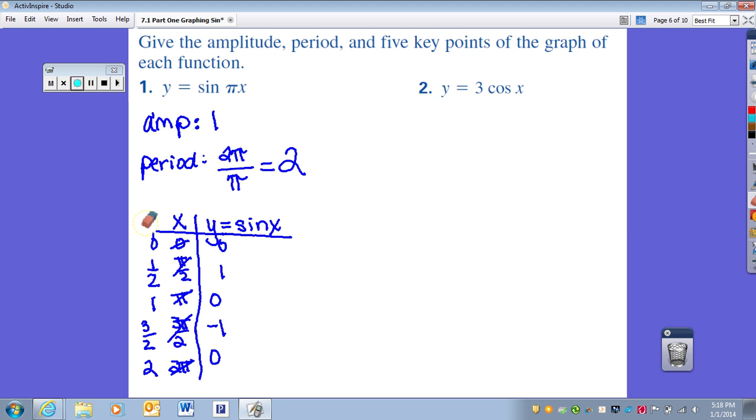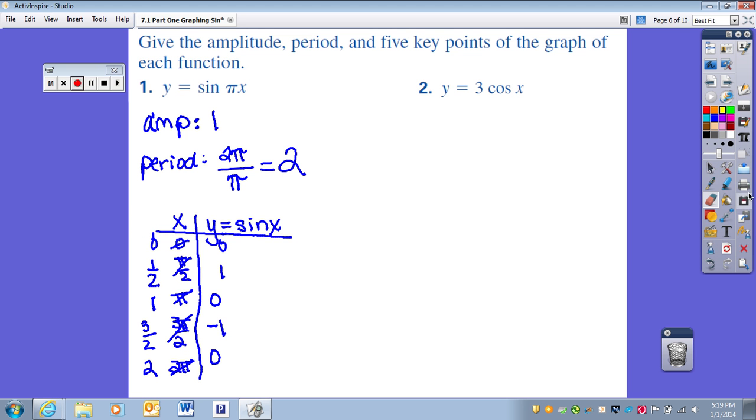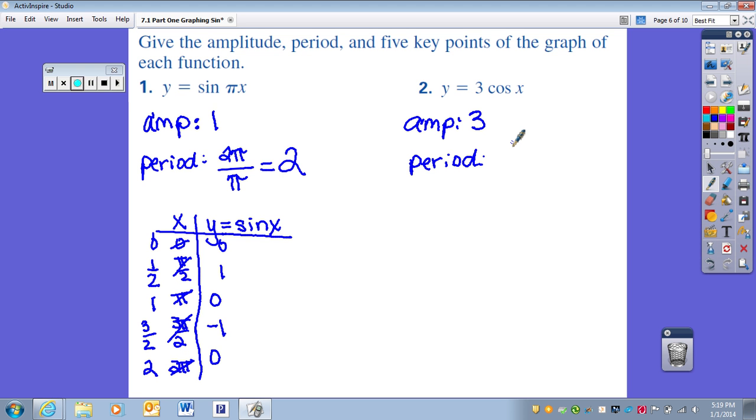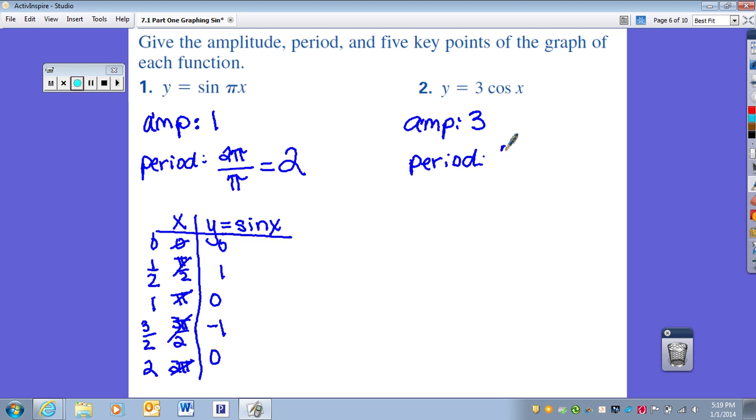So let's take a look at the next example. We have y is equal to 3 cosine of x. Please remember that the amplitude is the absolute value of a, and a is located in front of the cosine as the leading coefficient. So the absolute value of 3 is 3. Next, we want to find the period. The period is found by taking 2 pi divided by b. b is the number in front of the x, the coefficient of x. So 2 pi divided by 1 would simply be 2 pi.